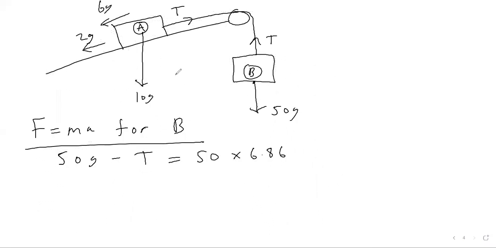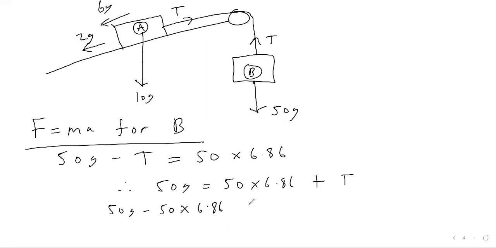So let's just move this up. Therefore 50g is equal to 50 times by 6.86 plus T, so just add T to both sides. That means that 50g take away 50 times by 6.86 is equal to tension. So we can do that on the calculator. 50 times by 9.8 is going to be 490.